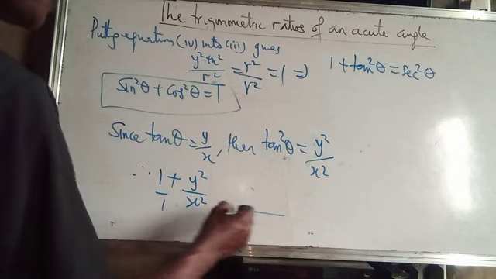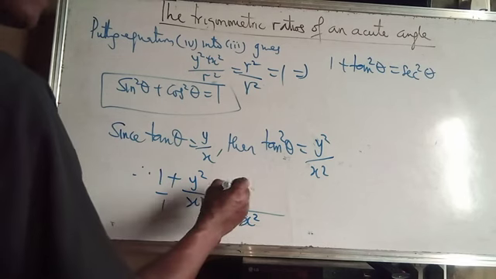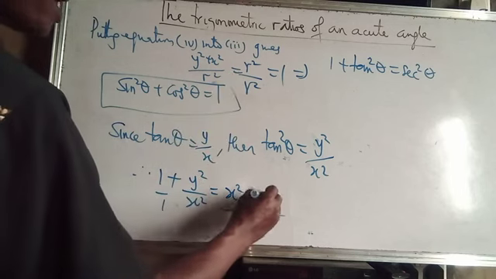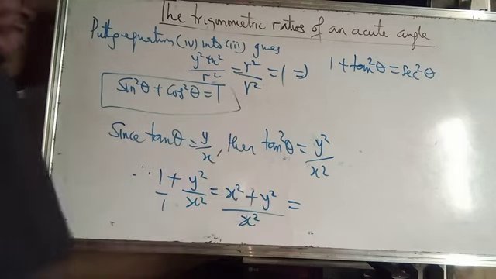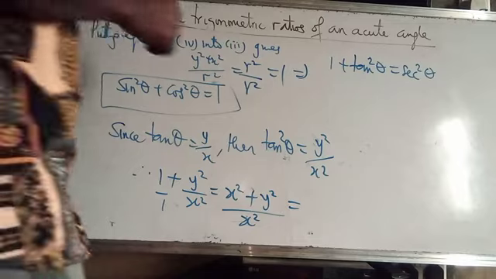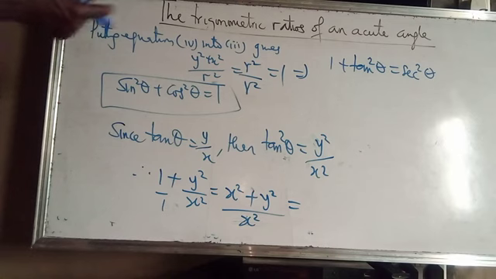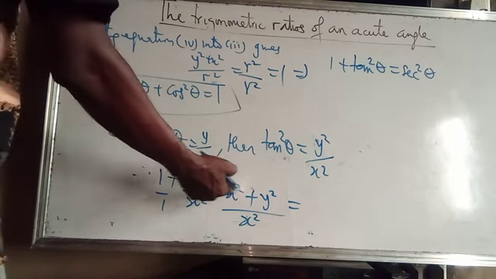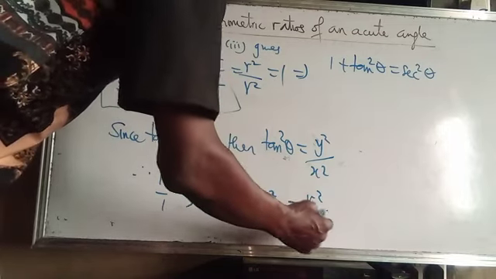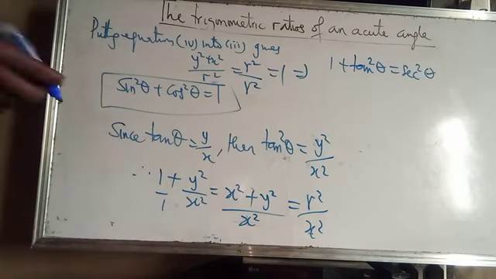The LCM here is x squared. 1 times x squared is x squared, plus y squared, so we have x squared plus y squared all over x squared. Now recall from our previous calculation where we used Pythagoras theorem, x squared plus y squared is equal to r squared. So this means r squared all over x squared.